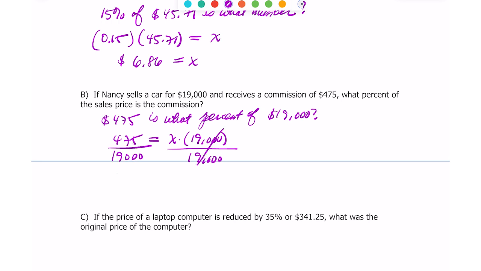I'm going to divide both sides by 19,000. And when I divide 475 by 19,000, I get 0.025. Okay, the question says what percent? So we know to convert decimals to percents, I'm just going to multiply by 100 or move the decimal to the right two places. So I know that the commission 2.5% is the percent of the sales price.